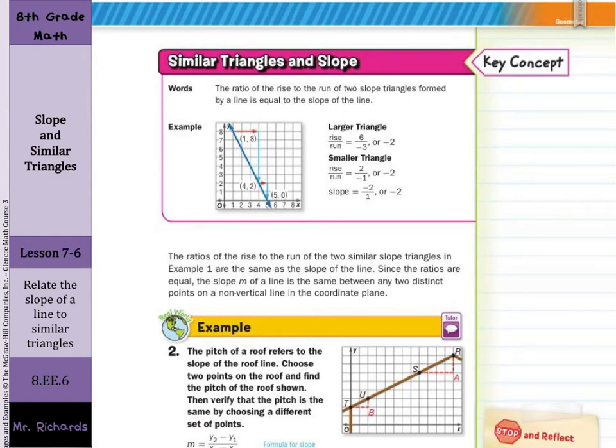The ratios now of the rise to the run of the two similar slope triangles in example 1 are the same as the slope of the line. So the ratios of rise to run are the same as the slope of the line. Since the ratios are equal, the slope m of a line is the same between any two distinct points on a non-vertical line in the coordinate plane.